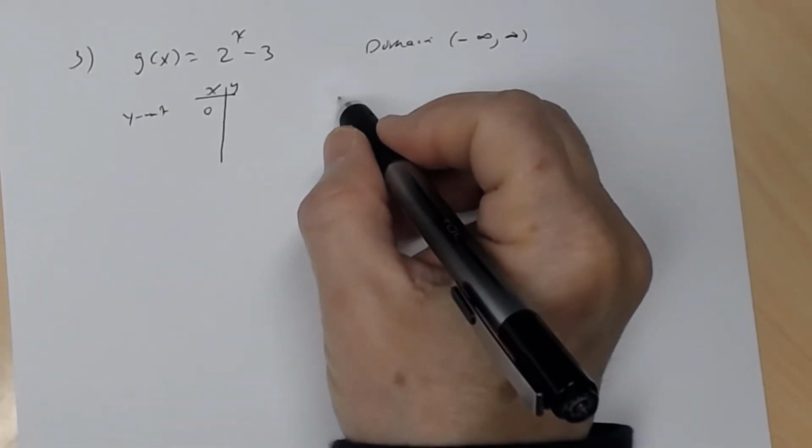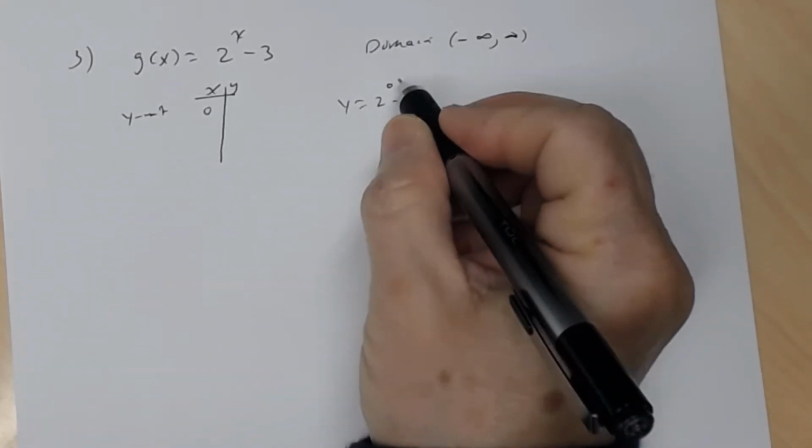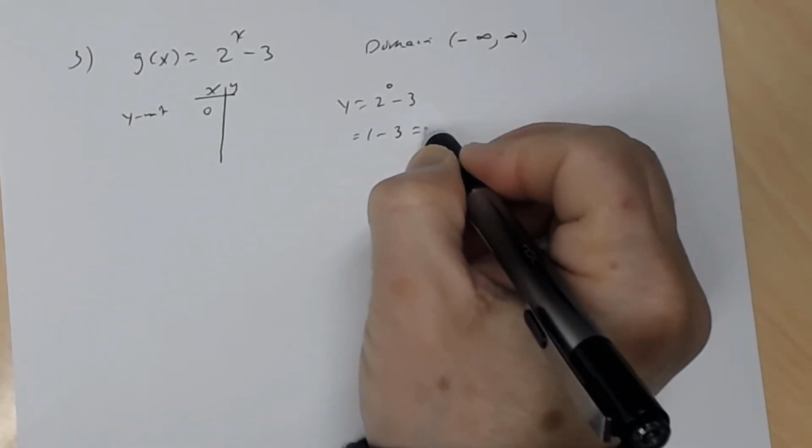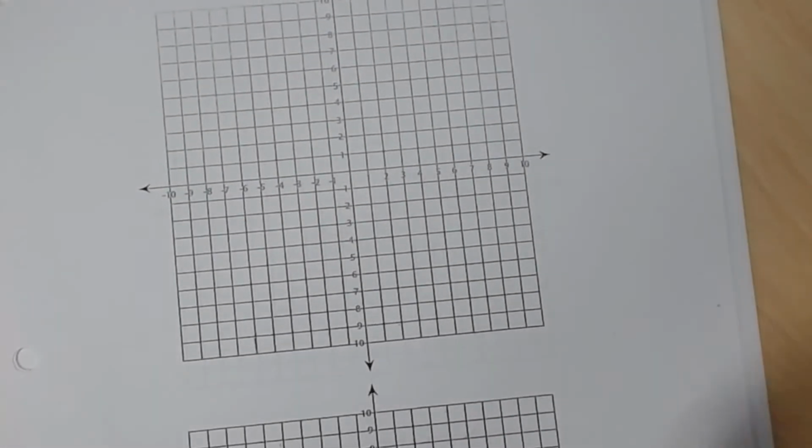If x is 0, I get y equals 2 to the 0 minus 3. 2 to the 0, remember, is 1. 1 minus 3 is negative 2. So I'm going to plot the point (0, -2). Okay, that's right here.